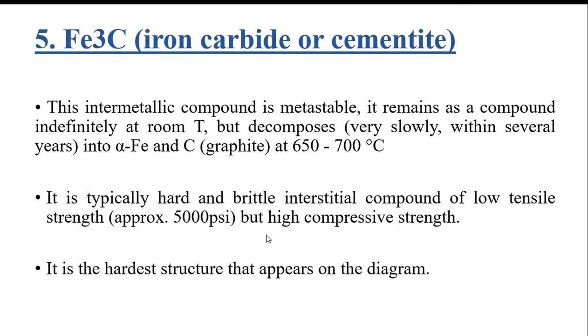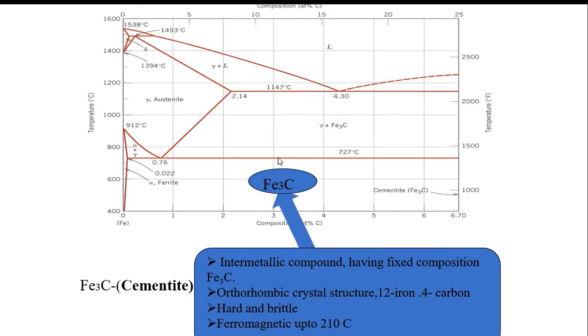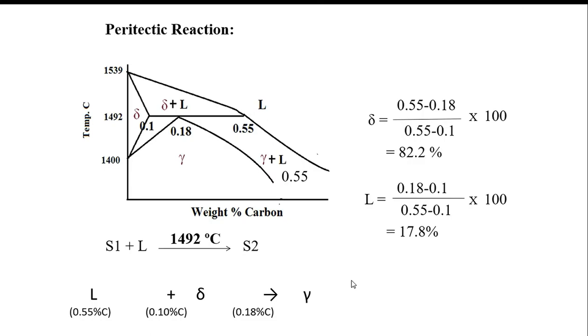If you increase the hardness, then your brittleness increases, ductility decreases. This is Fe3C, an intermetallic compound having fixed composition, orthorhombic crystal structure, 12 iron, 4 carbon, hard and brittle. Then ferromagnetic up to 210 degrees Celsius. That is the cementite one.